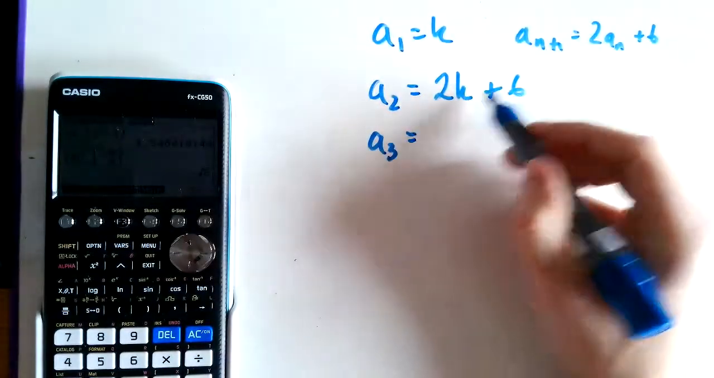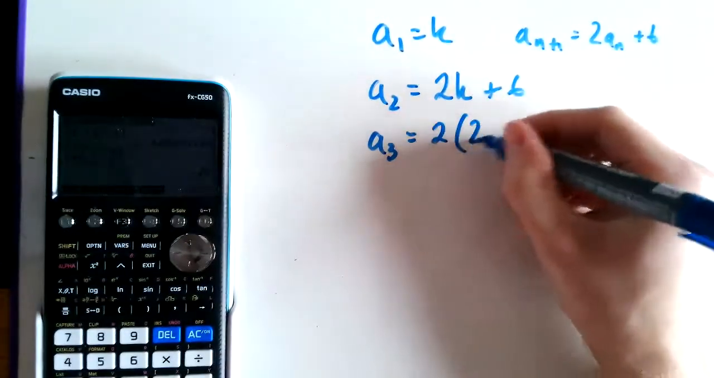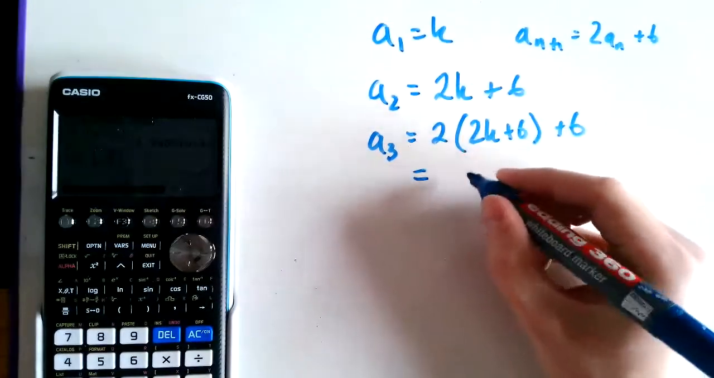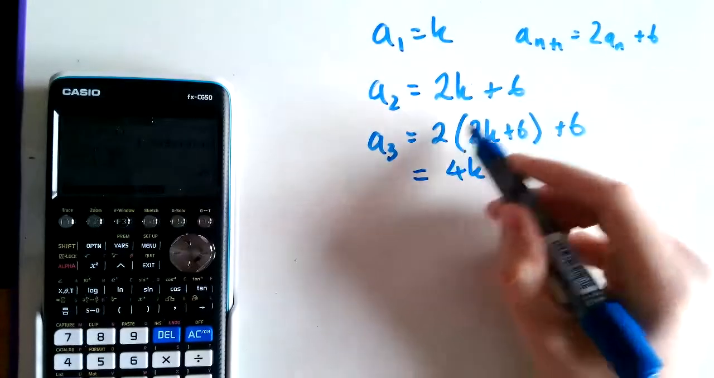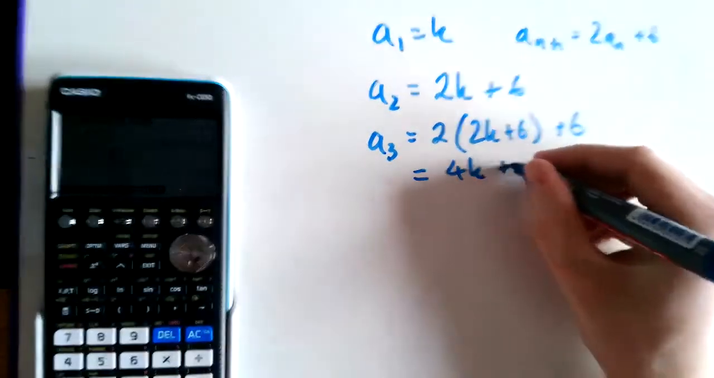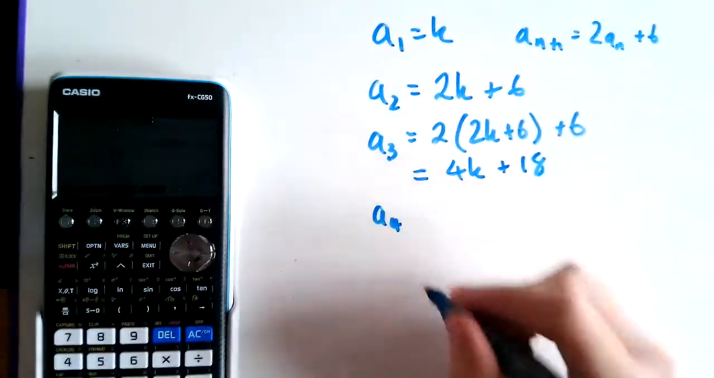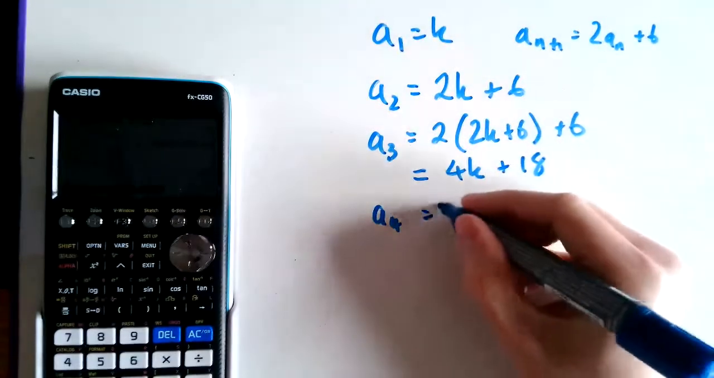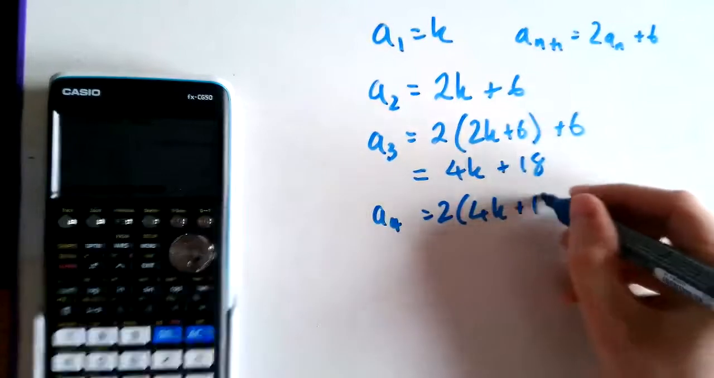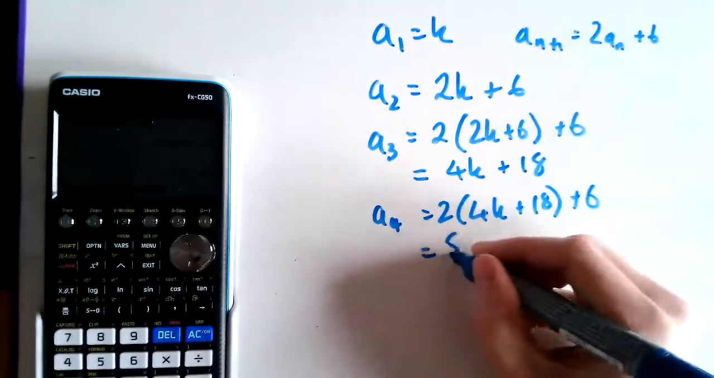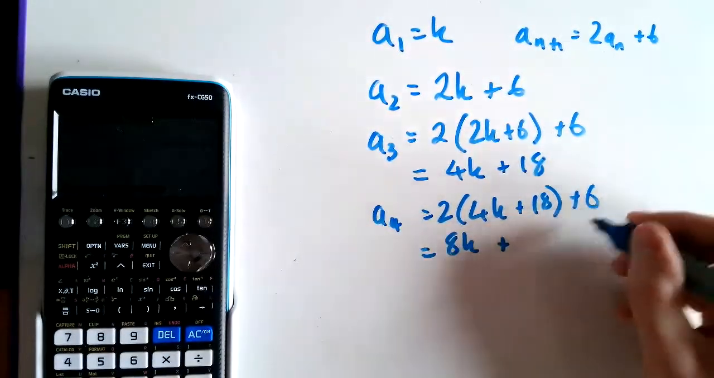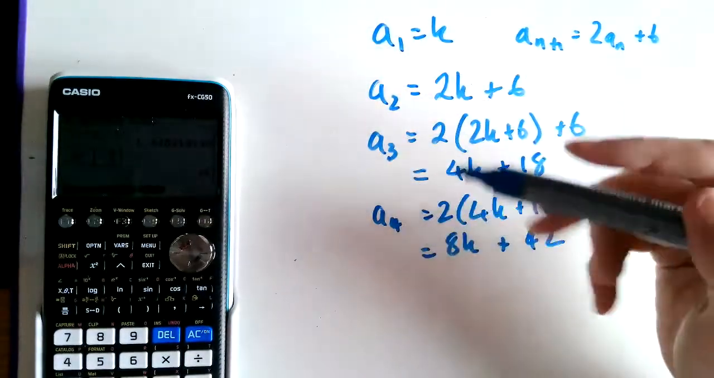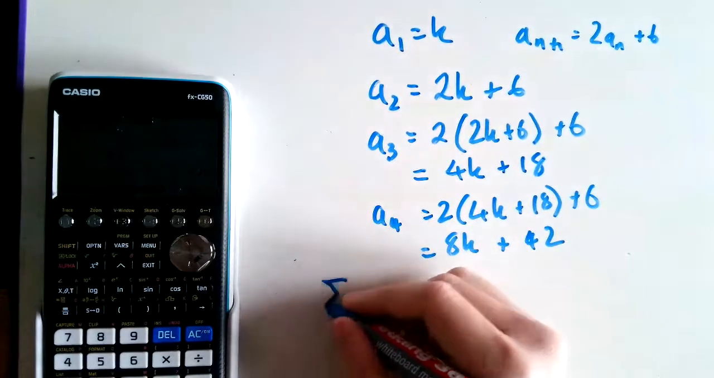A3: sub a2 into there, so it's 2 times this, plus 6, which gives us 4k plus 12 plus 6, which is 18. Then a4, sub that into there, so it's 2 times that, plus 6, which gives us 8k, add 36, 42.